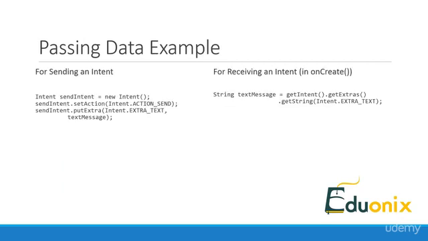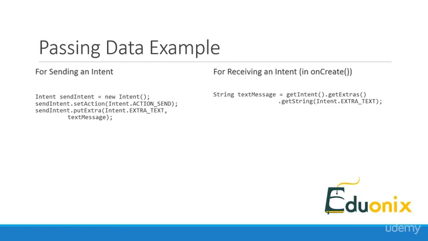In this example, we see how to pass and receive data through an intent. On the left side, the intent is created and the action of send is added to the intent. We then call the putExtra method, which adds an extra to the intent bundle of data. In this case, the extra has the key of intent.extraText and contains a string text message. On the right side, we see the code from the receiving activity. In the onCreate method, we can simply call getIntent, getExtras, getString with the key intent.extraString, and we will receive the string passed from the previous activity.